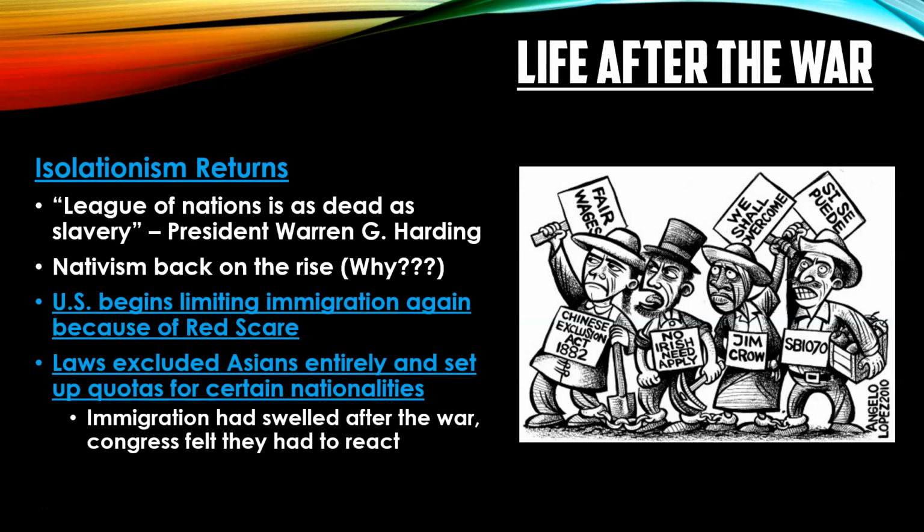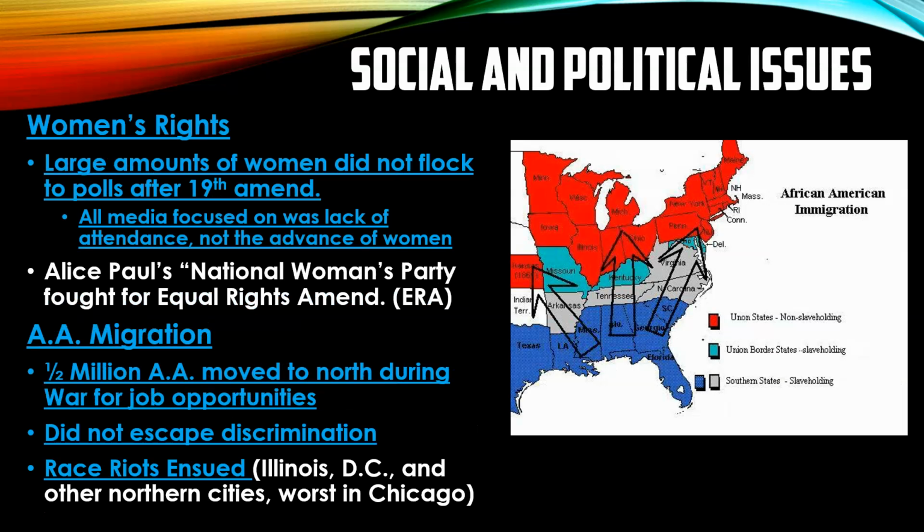So immigration was swelling after the war because we were very helpful in the war. We had also stepped in and shown that we had some power and some force, and that we were a country that promoted freedom and democracy. Well, that's causing immigration to rise in our country, and Congress was afraid of that, and so they felt like they had to react, and that was the way they did.